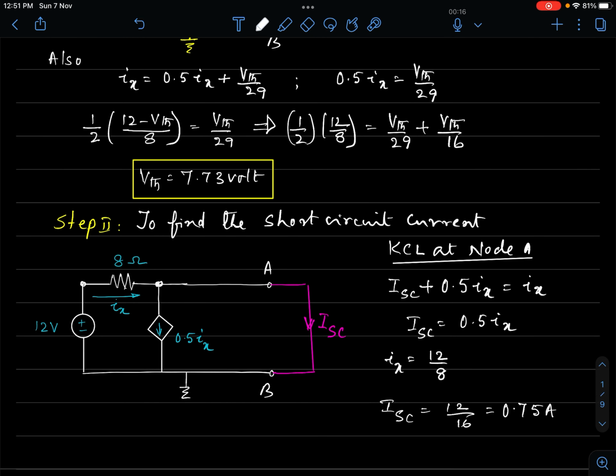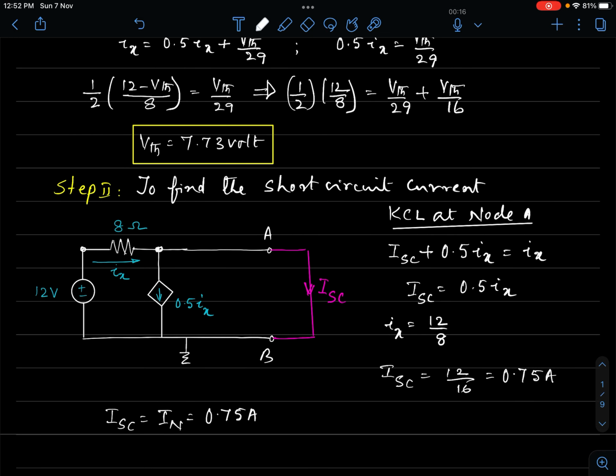All right. So we know the short circuit current. This is your Norton's current, by the way. The short circuit current, ISC, is nothing but the Norton's current. The magnitude of Norton's current source is 0.75 amperes. This is another important result which we would be requiring to write the Norton source.